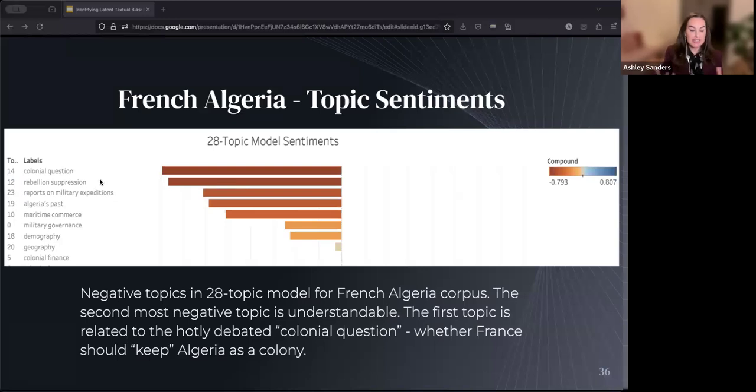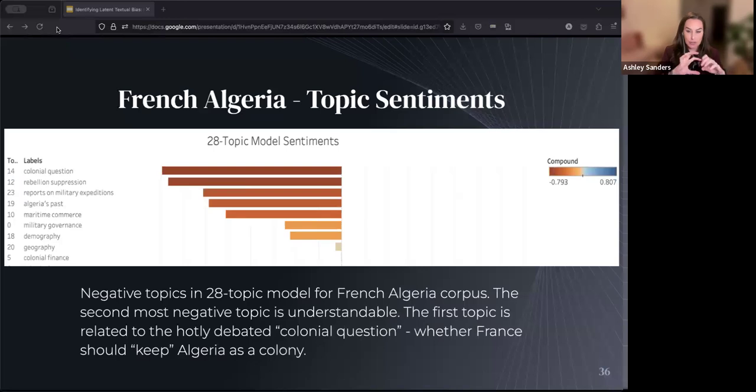The second most common topic for the negative sentiments was one on rebellion and the suppression of rebellions. But I was really curious about the first topic that I labeled colonial question, which was the most negative topic in this corpus. And it focused on the question of whether or not France should keep Algeria as a colony.